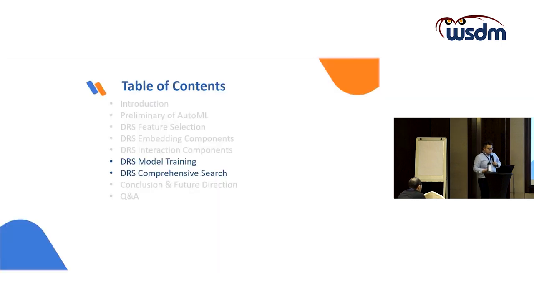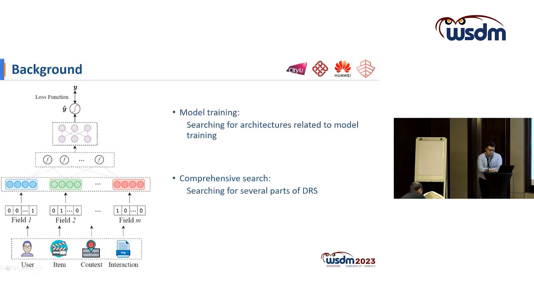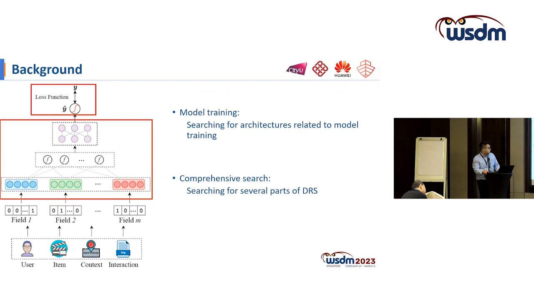Okay, and next I will introduce automated model training and comprehensive search. First, let me define these two parts. Automated machine learning for model training mainly focuses on searching the architectures related to model training, such as the loss function. And comprehensive search means an approach that searches for several parts at the same time, as we previously introduced. For example, if a work searches for the embedding size and the interaction functions at the same time, then it is a comprehensive search work.